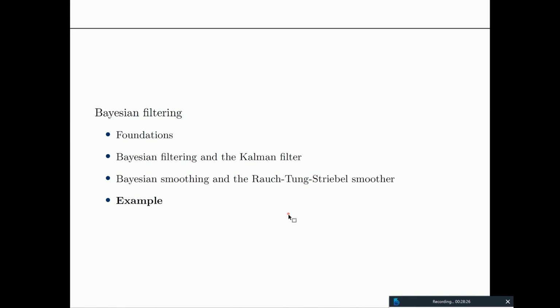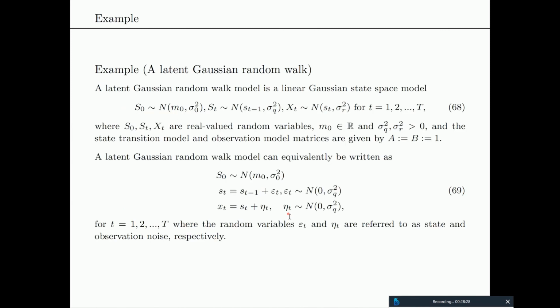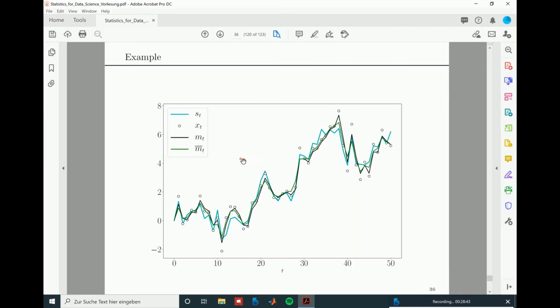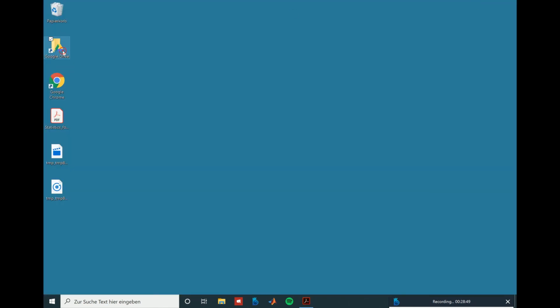So in terms of the example, we have already seen this. And here we have then the smoothed distribution. You can see that it's sometimes getting a little bit better. Maybe I can also show you the implementation so that you get more of a feeling of what that means in terms of implementation.